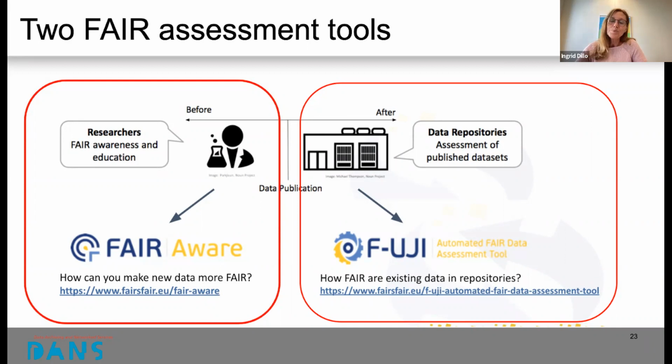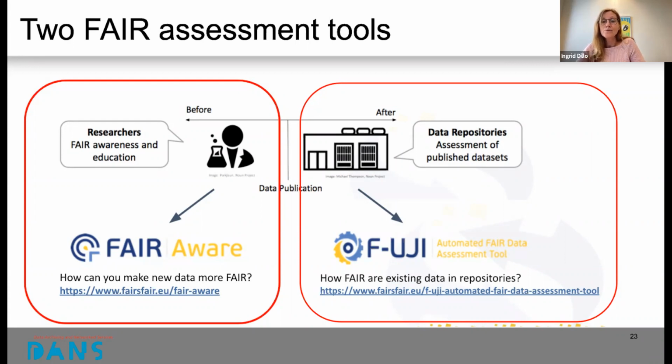This tool is accompanied by a twin tool that we produced in FAIRsFAIR, and that twin tool is called FAIRaware, and is a tool that you use much earlier on in the research data lifecycle, really at the start of a project. It is meant as an awareness raising tool for researchers, and they can use it as early in the process as possible, of course. And it is really a tool to test their FAIR awareness.